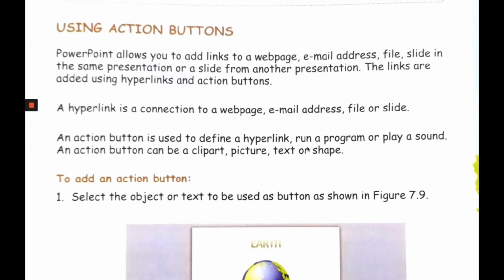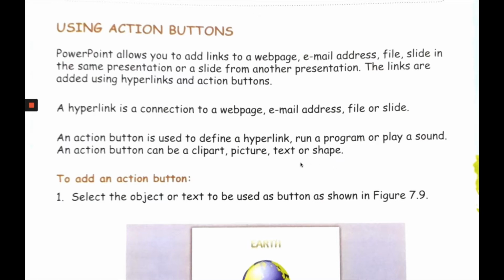A hyperlink is a connection to a web page, email address, file, or slide. A hyperlink is a link that is used to connect to a web page or an email address or a file or a slide. An action button is used to define a hyperlink, run a program, or play a sound. An action button can be clip art, picture, text, or shape. It can be clip art, picture, text, any shape, and all these are defined with the help of action buttons.